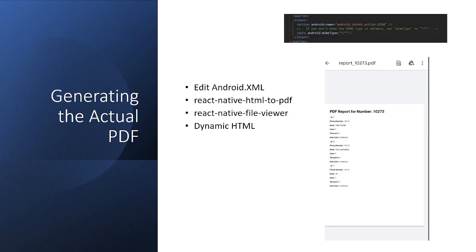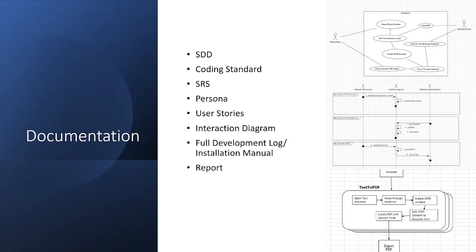Creating the actual PDF, I had to change again some security permissions in the Android XML. And I used two libraries. I used HTML to PDF and File Viewer. HTML to PDF to create the actual PDF. I used the dynamic HTML element, and the file viewer to open the PDF once it was generated. And of course, I made lots of documentation when creating this project. All of these are in my GitHub.